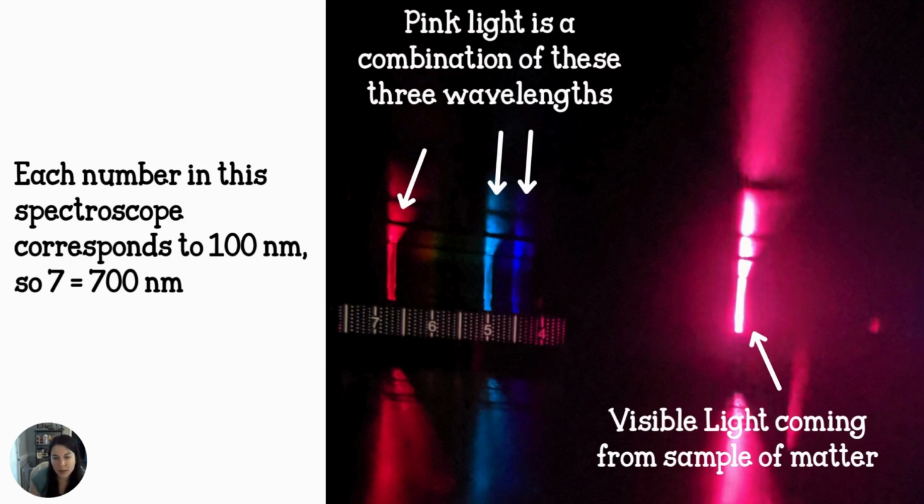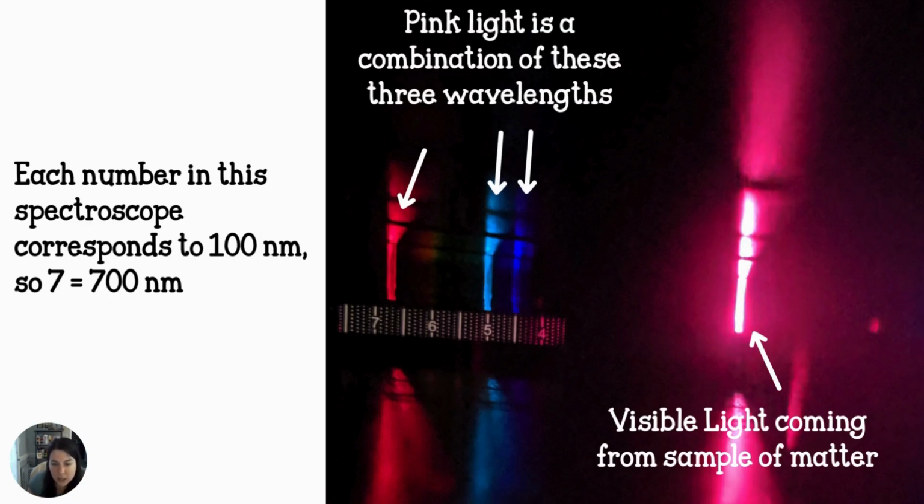So we have, this is nanometers across the bottom. This 7 is really 700 nanometers. This 6 is 600 nanometers. The solid line between 5 and 6 would be 550. And each of the dashed lines represents 10 nanometers.